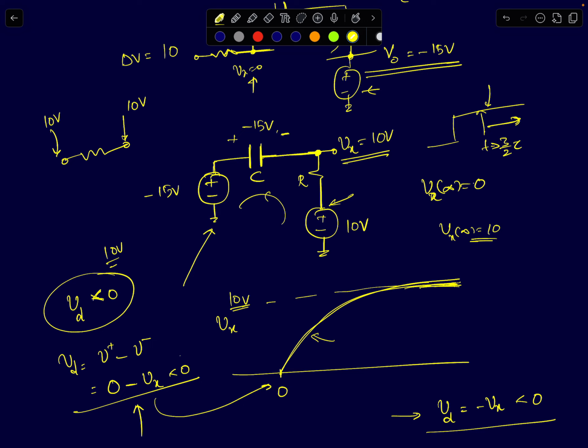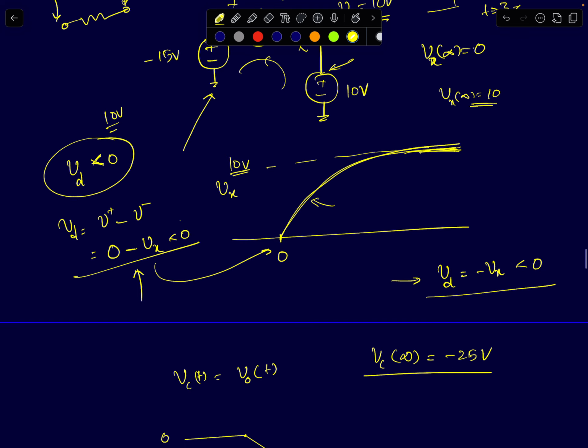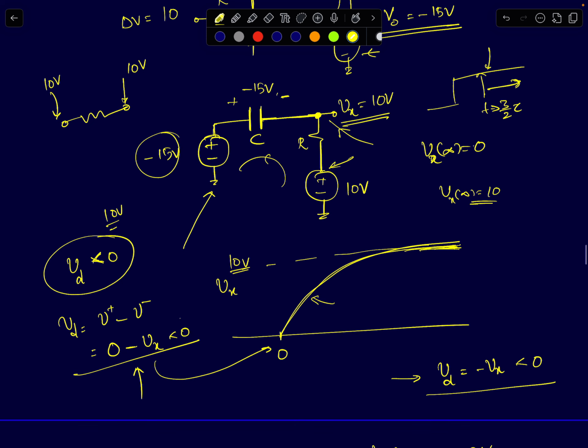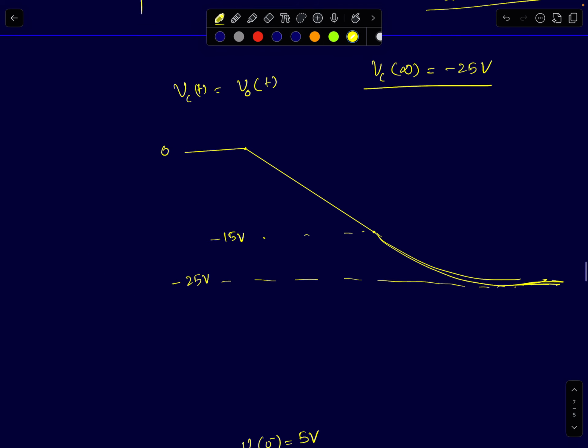Okay. So now you know the op amp's output voltage, which is at minus 15, and you know the inverting terminal's voltage. You can easily plot the capacitor voltage. You just have to subtract the two. Or you can directly plot it: the initial voltage across the capacitor is minus 15. That is, at this point, we are at minus 15.